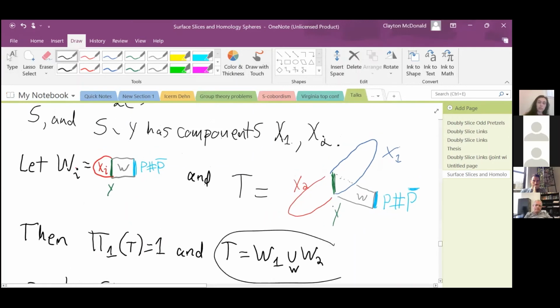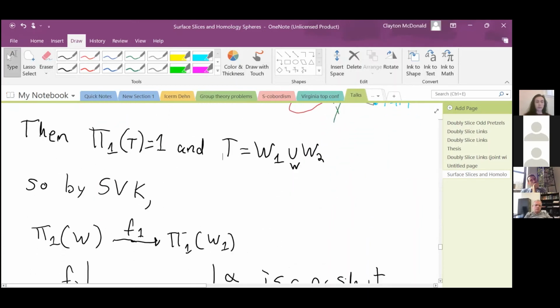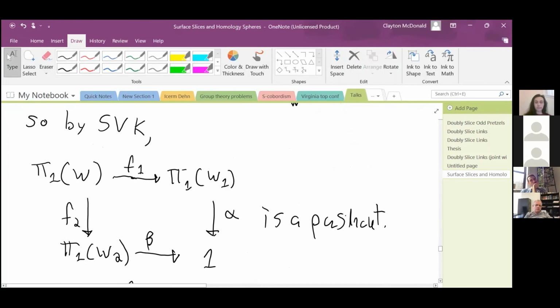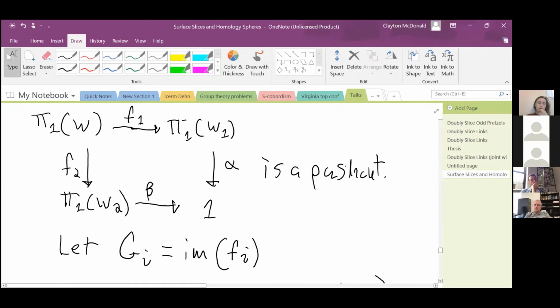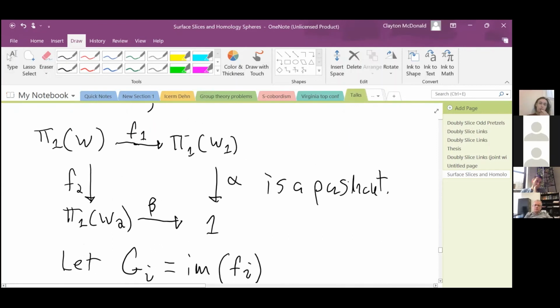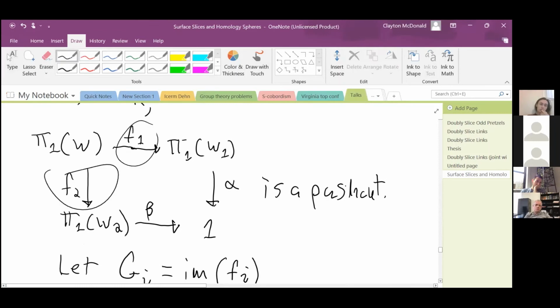Another thing to note is that T is equal to W1 union W2 glued along W. So by Seifert-Van Kampen, we get this pushout. So pi1 of W goes to pi1 of W1 and W2, but also goes to 1. And then the other thing I'll state is that Gi is going to be the image of fi here, so the image of this map or the image of this map.